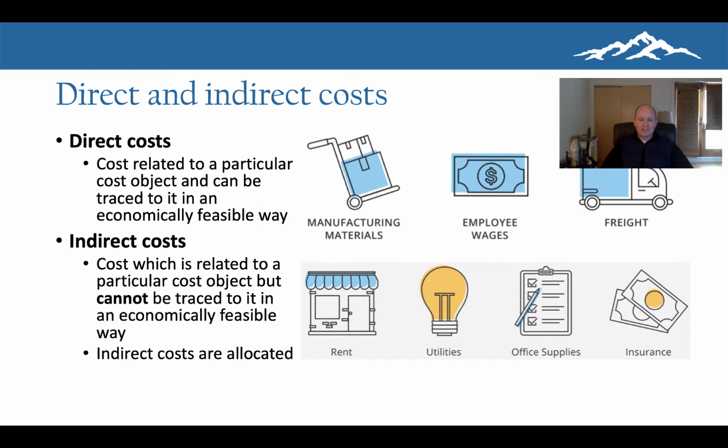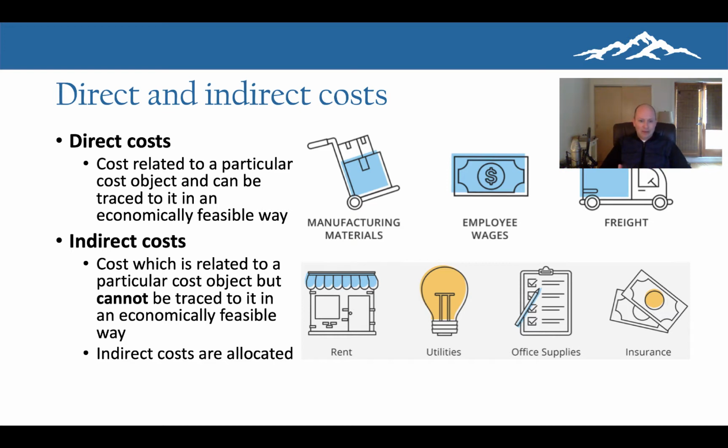Indirect costs are costs that are related to a particular cost object, but you can't trace it in an economically feasible way, right? This might be that bucket of $1 screws, I don't know. But the things that can't be traced in a feasible way. And indirect costs, instead of getting assigned to a particular cost object or a particular product, they get allocated across all the products. And some examples here: rent, utilities, office supplies, insurance. So direct ties to a product directly, indirect does not. So indirect is indirectly allocated.